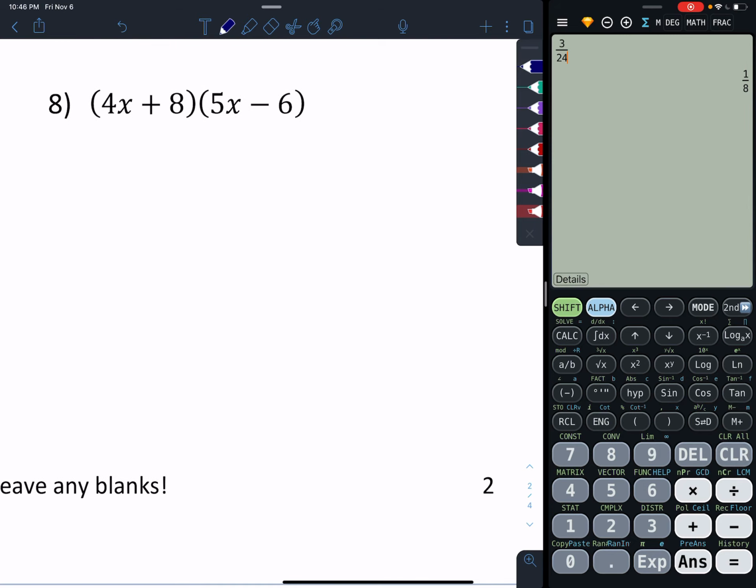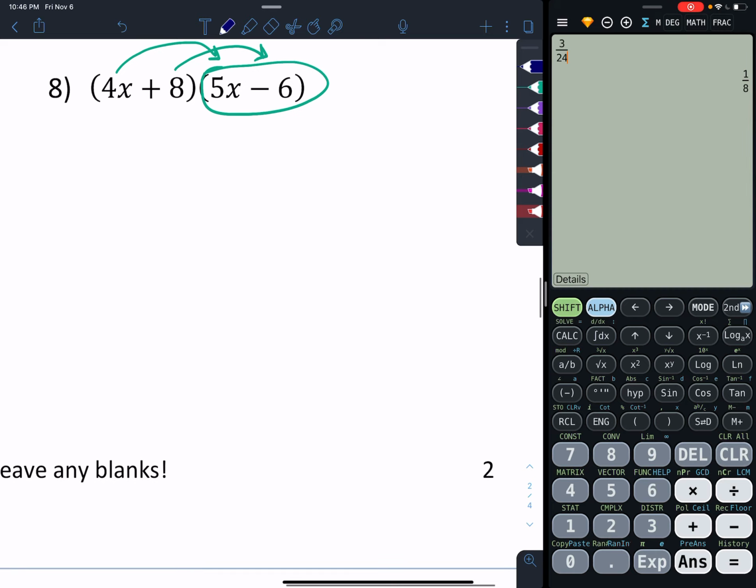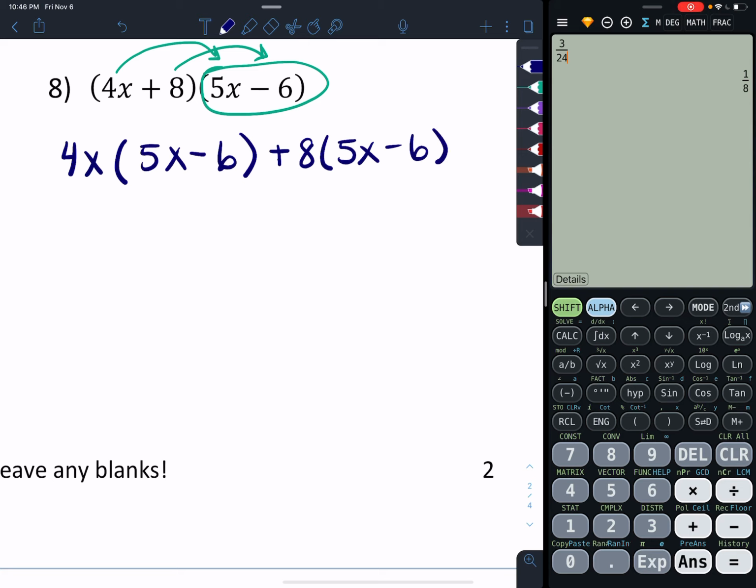Okay, so number 8. This is another level 2 multiplication, so we need to set this up. We're going to be doing each term from the first set of brackets. So 4x is going to multiply all of this second bracket, and then 8 is going to also multiply all of this second bracket. So we're going to set that up. I'm going to have 4x times 5x minus 6, and then plus 8 times 5x minus 6. So now we have two level 1 multiplications.